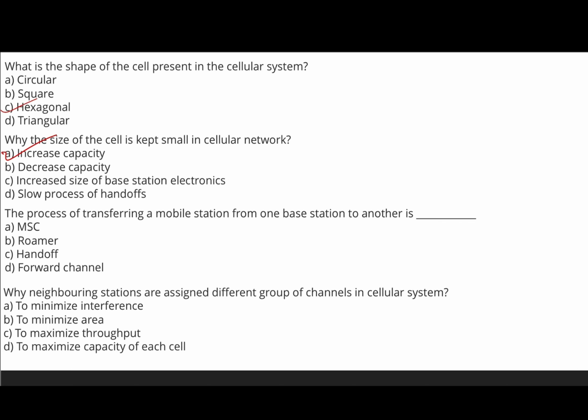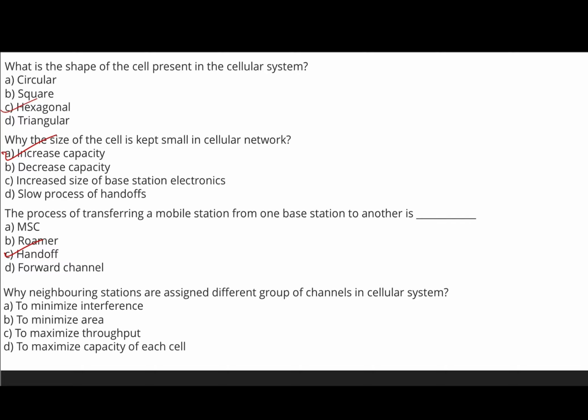This ensures a continuous and uninterrupted call or data session. So, the process of transferring a mobile station from one base station to another is known as handoff. It is option C. Why are neighboring base stations assigned different groups of channels in a cellular system?